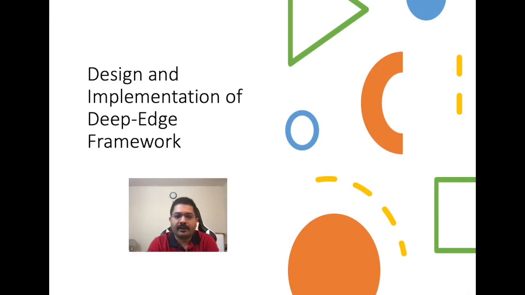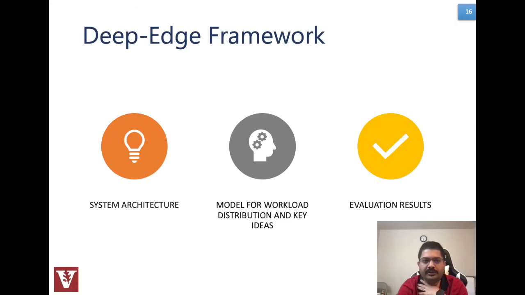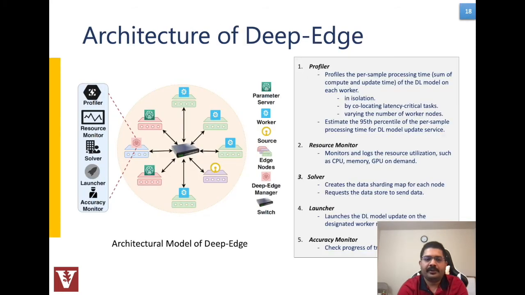Now I'll talk about the design and implementation of the deep edge framework. This section is divided into three parts: the system architecture, then the model for workload distribution, and key ideas and evaluation results. Deep edge comprises multiple worker nodes, one data source, and one parameter server, and we have a deep edge manager, which has five components: profiler, resource monitor, solver, launcher, and accuracy monitor. All the worker nodes, parameter server, source, and deep edge manager are connected by an Ethernet switch.